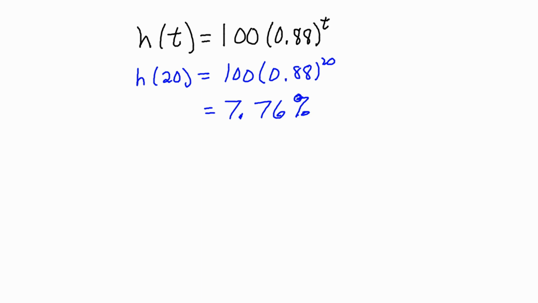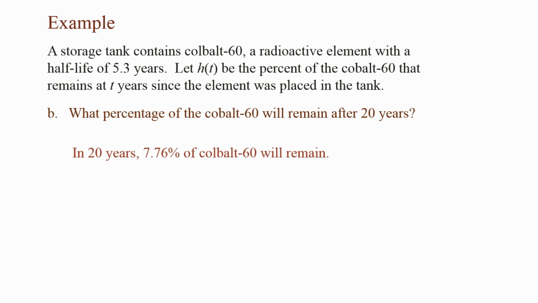If we had used 1, writing 100 as a decimal, our answer would have been as a decimal and we would have needed to convert it. In 20 years, 7.76% of cobalt-60 will remain.